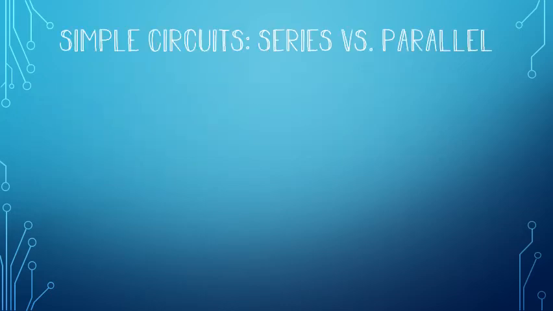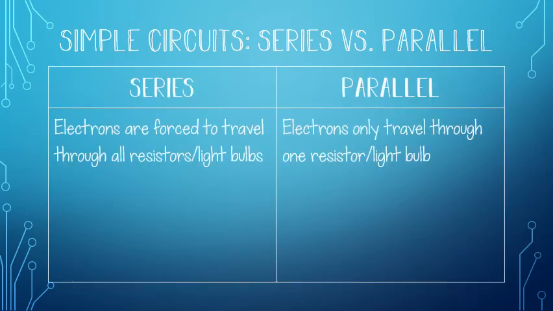Now, there are two common types of circuits that we will study. They're called series circuits and parallel circuits. Looking at the difference between the two, if we have elements that are connected in series, then electrons are forced to travel through each of our loads. The two types of loads that we'll study in this course are resistors and light bulbs.